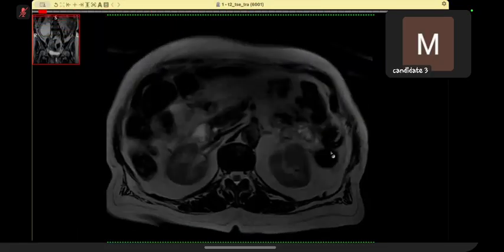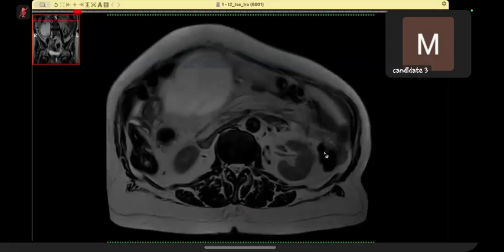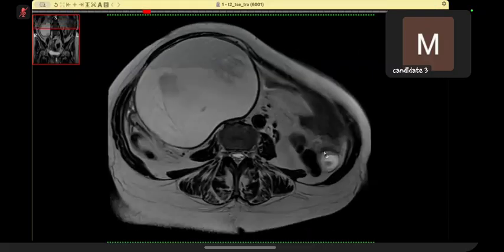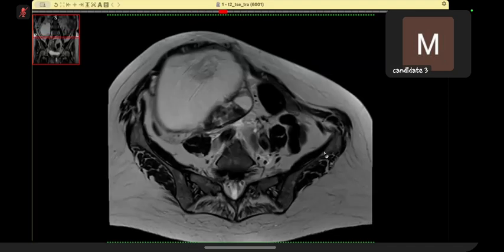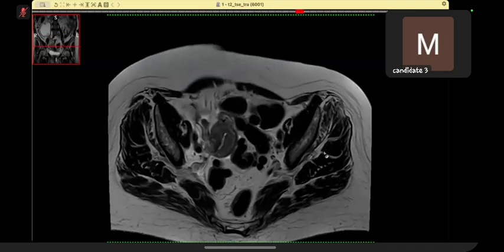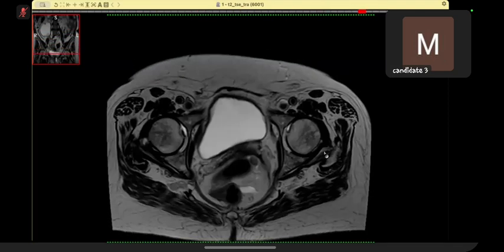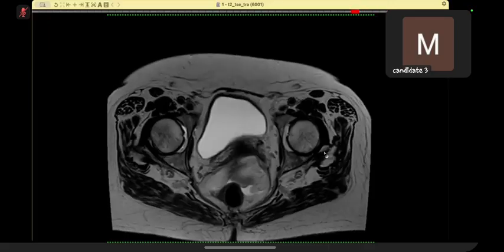And looking at the rest of the abdomen, there are a few prominent para-aortic lymph nodes, and there is some soft tissue nodularity in the pelvic region along the peritoneal outline. In my routine practice, I will also have a look at the post-contrast study and on T1 weighted images.